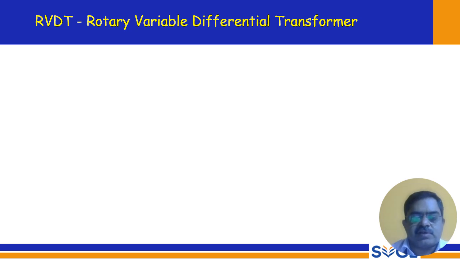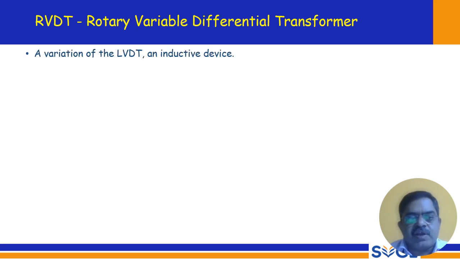Next version of LVDT is RVDT. Whereas in LVDT you measure linear motion, in RVDT it is rotary motion. That is the only difference. Otherwise, the construction and everything is the same as LVDT. It is a variation of the LVDT, an inductive device.